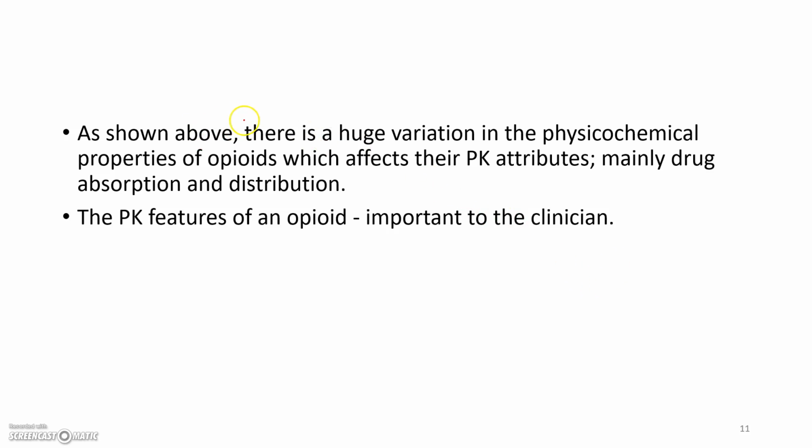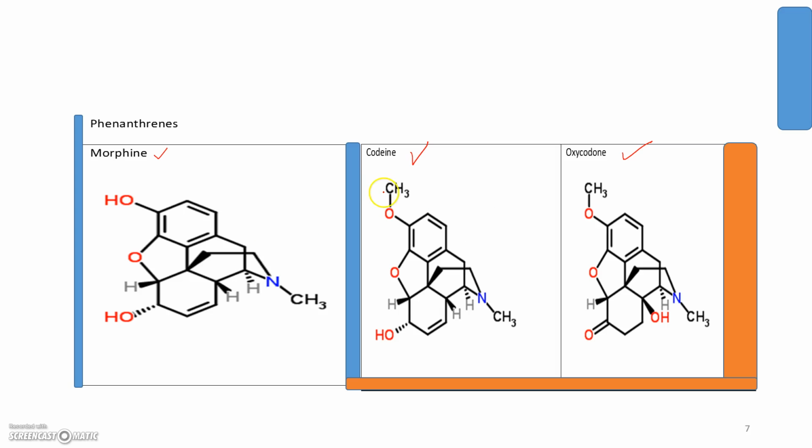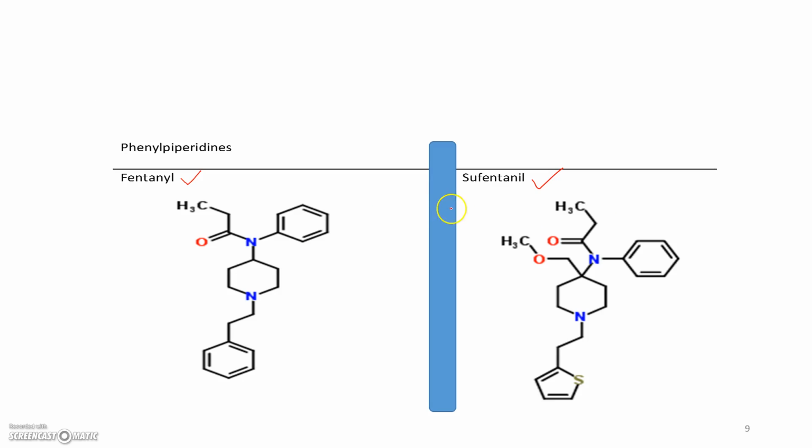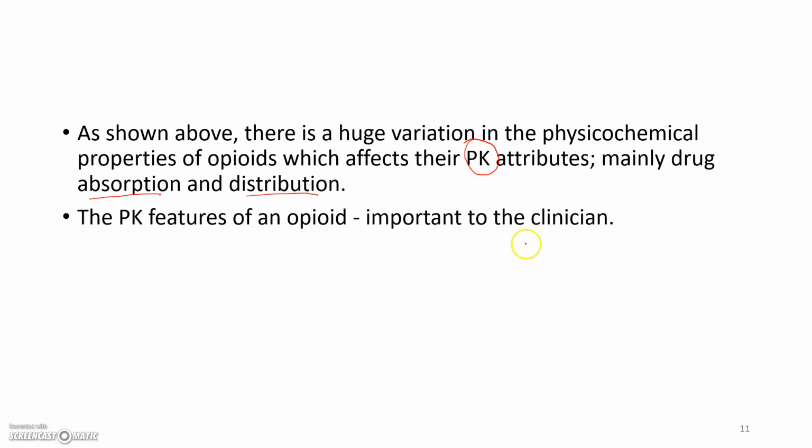As we can see from the above, there is a huge variation in the physicochemical properties of opioids, which will affect their pharmacokinetic attributes, mainly drug absorption and distribution. Due to the difference in the chemical structure of the compounds, this will affect the pharmacokinetic characteristics of the opioids, mainly drug absorption and distribution. And the pharmacokinetic features of an opioid, of course, are fundamental to the clinician.